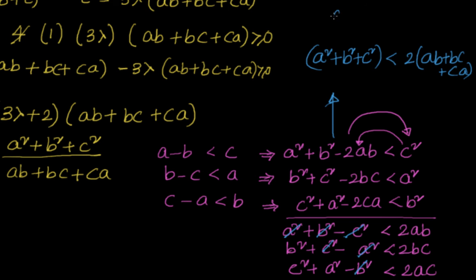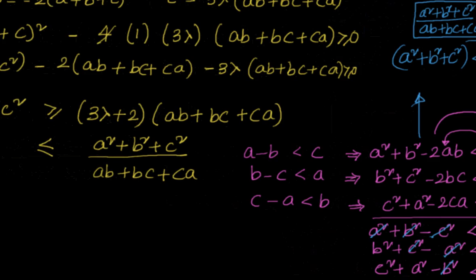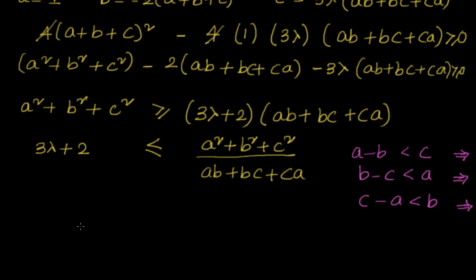Or can I say a square plus b square plus c square divided by ab plus bc plus ca is less than 2. So this is where we arrived, because we want to find out a value which is more than this. So now I can go back.